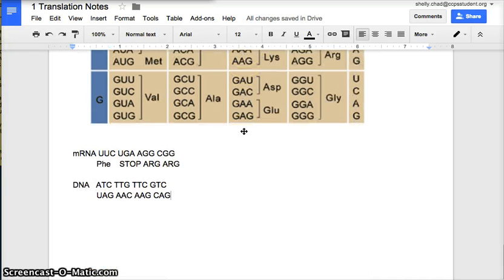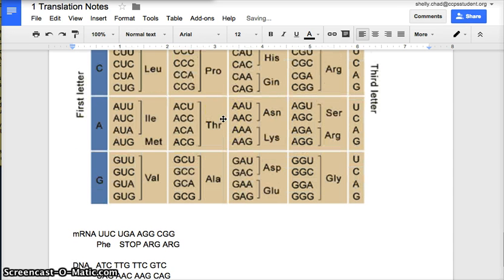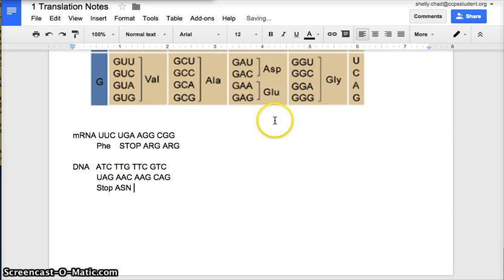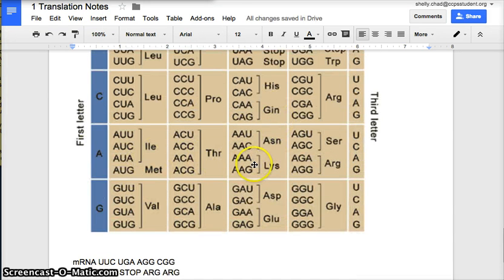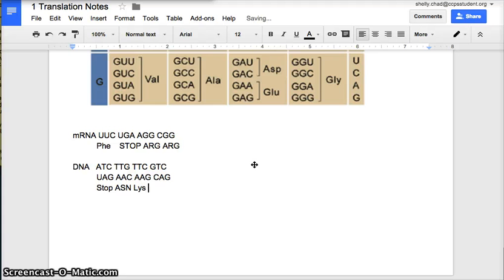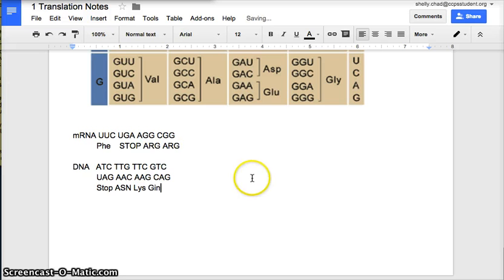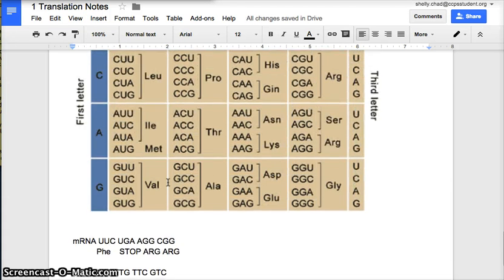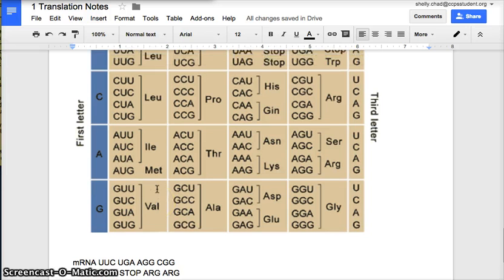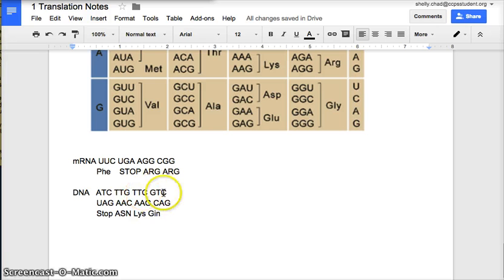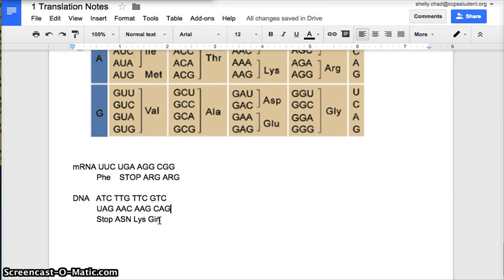Alright, now we can go up here and go to UAG. UAG is stop again. So I'm not very good at picking non-stop things. AAC, it's ASN. AAG, it's that, and CAG is this. Alright, so again, what you have to do is just look at the 3 bases and find what they are. But if you get DNA, you have to make sure you go to mRNA and then to the amino acids.